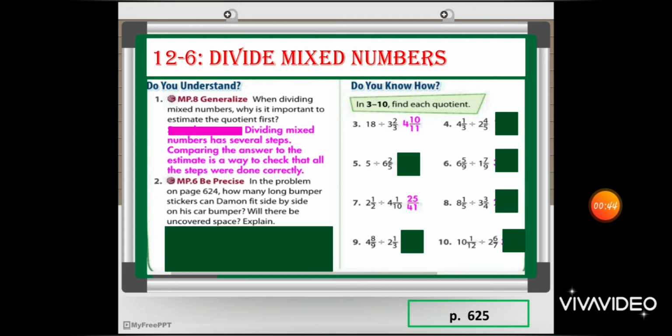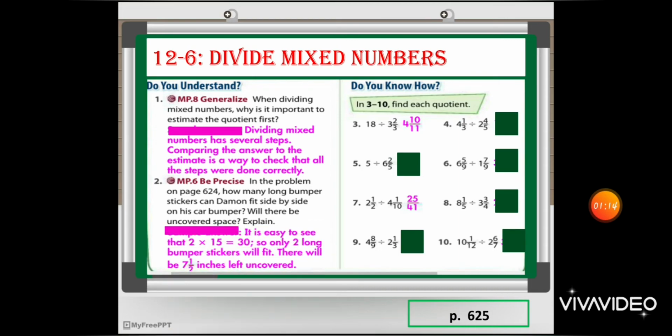Okay? Next, number 2. In the problem on page 624, how many long bumper stickers can Damon fit side by side on his car? Will there be uncovered space? Explain your answer. What was the answer that we have on this problem? Yes, very good, 3 bumper stickers. But will there be an uncovered part or uncovered space? Well, there will be, and that is 7 1/2.